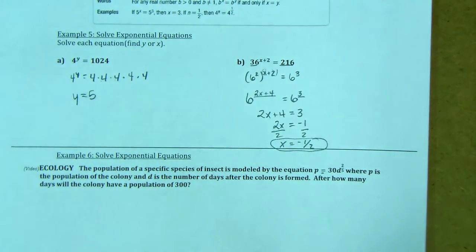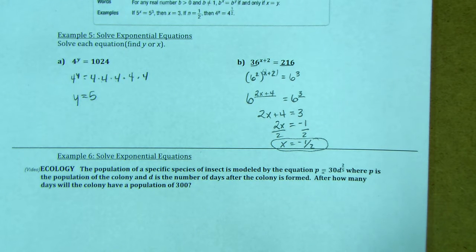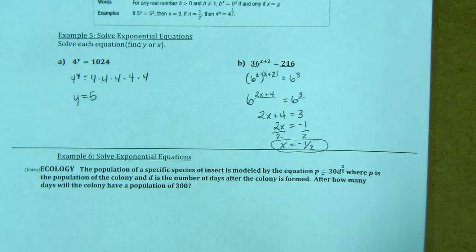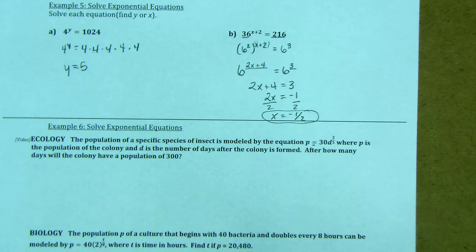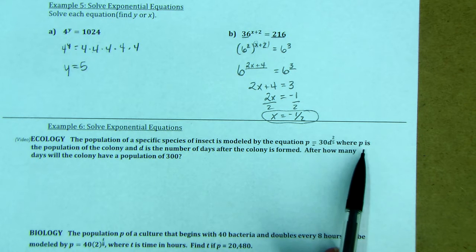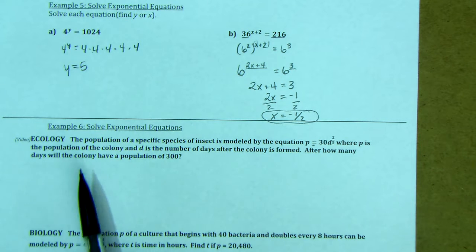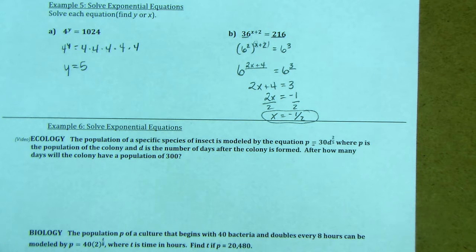All right, take a look at this word problem. You're going to see problems like that. You really want to think about that one a lot. That one's going to come up in your homework quite a bit. Okay, so let's do exponential equations. The population of a specific species of insect is modeled by this equation. P equals 30 times d to the 2/5 power, where p is the population of the colony, and d is the number of days after the colony is formed. How many days will the colony have a population of 300?